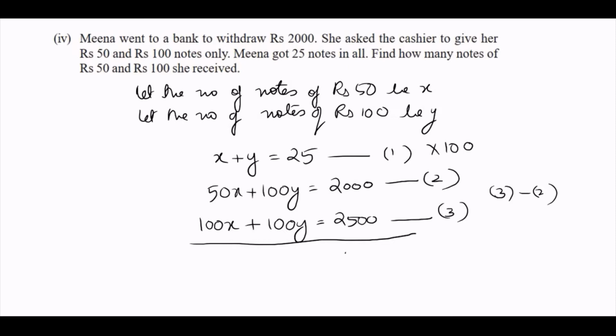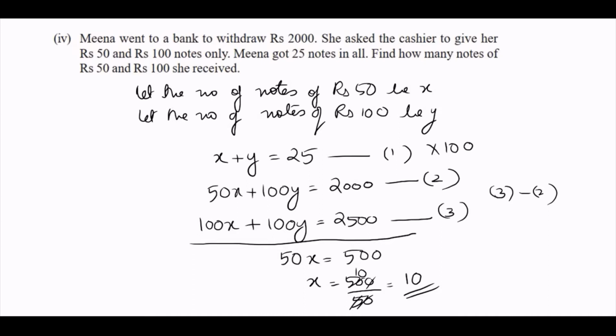That is 2500 minus 2000 is 500. 100y minus 100y is 0. 100x minus 50x is 50x. So x is equal to 500 by 50. That is equal to 10. So we got 10 notes of rupees 50.